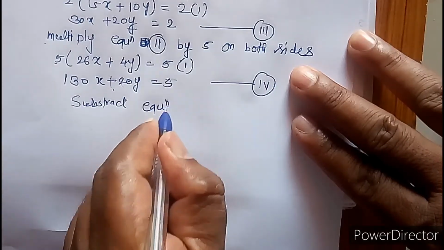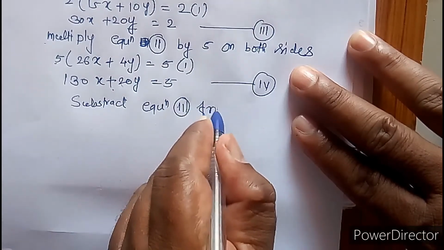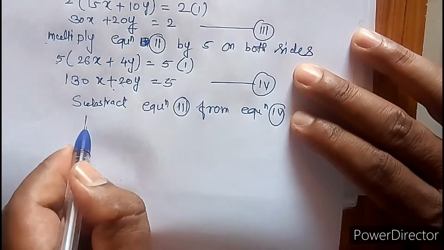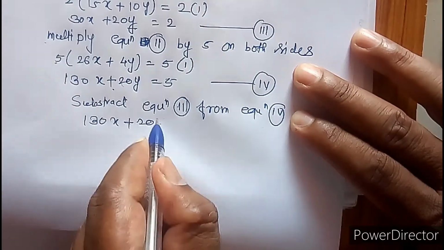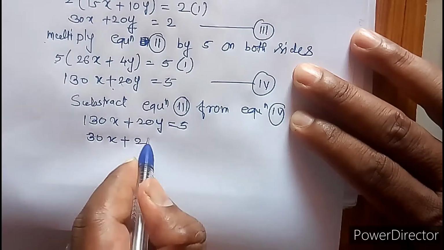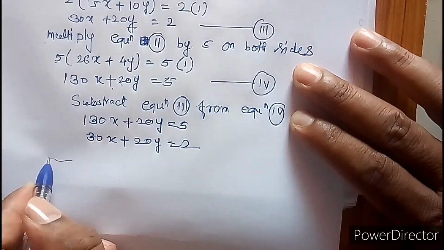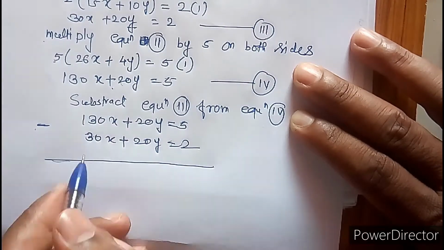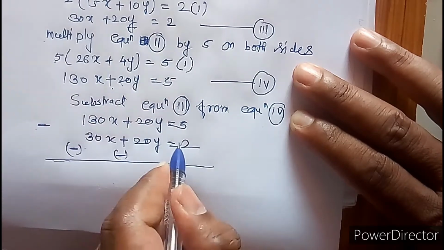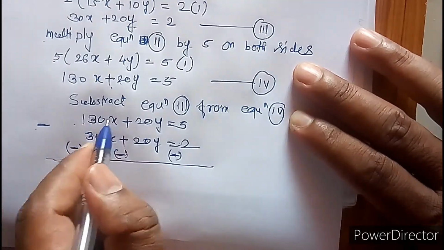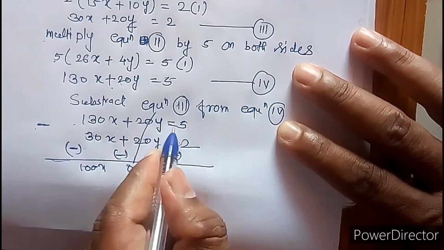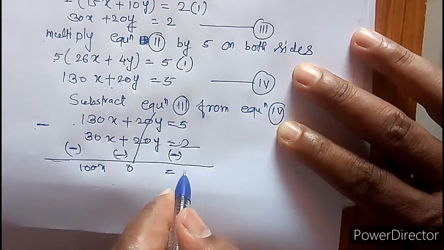Subtract equation 3 from equation 4. Here equation 4 is 130x plus 20y equals 5, and equation number 3 is 30x plus 20y equals 2. Now write down your subtraction sign. The subtraction sign will change the signs of the second equation: the plus will be minus, and the plus 2 sign will be minus. 130x minus 30x is 100x, plus 20y minus 20y cancels. Now 5 minus 2 is 3.